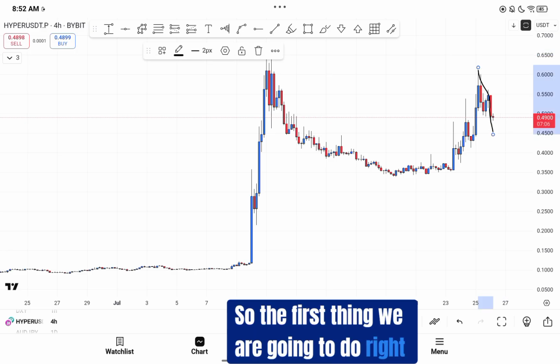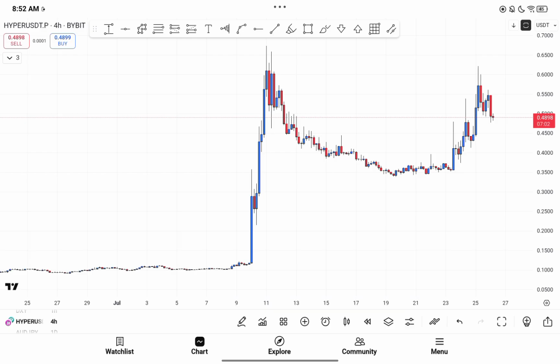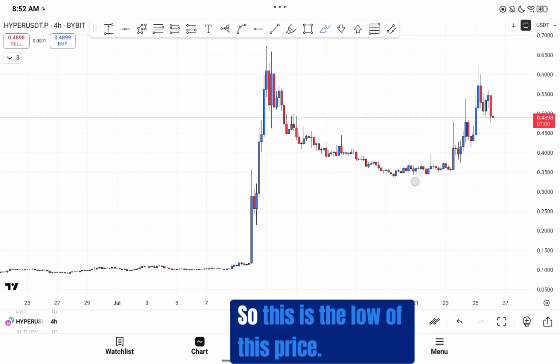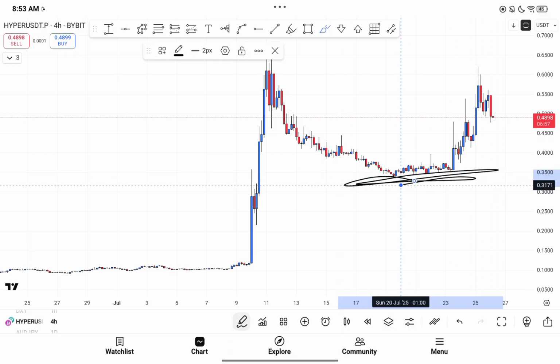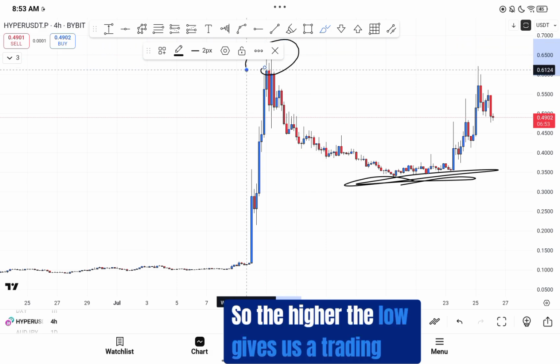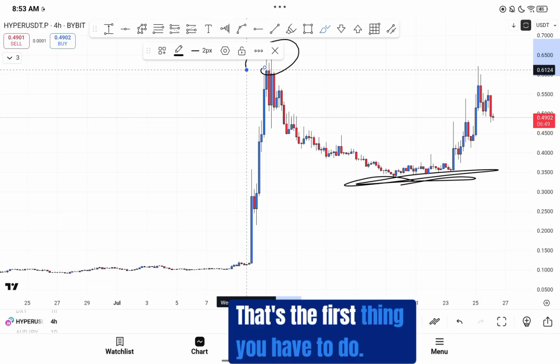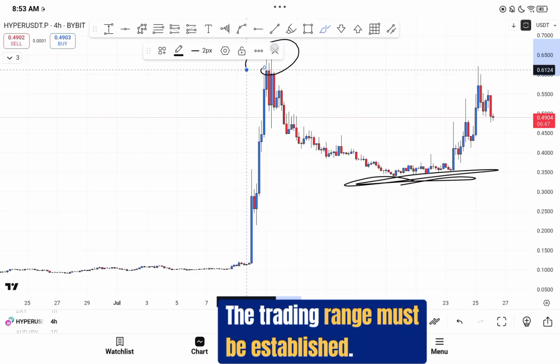So the first thing we are going to do right here is to identify the high and the low to create a range that we are going to trade, right? So this is the low of this price, and this area is the high of the price. So the high and the low gives us a trading range that we want to take our trade. That's the first thing you have to do. The trading range must be established.